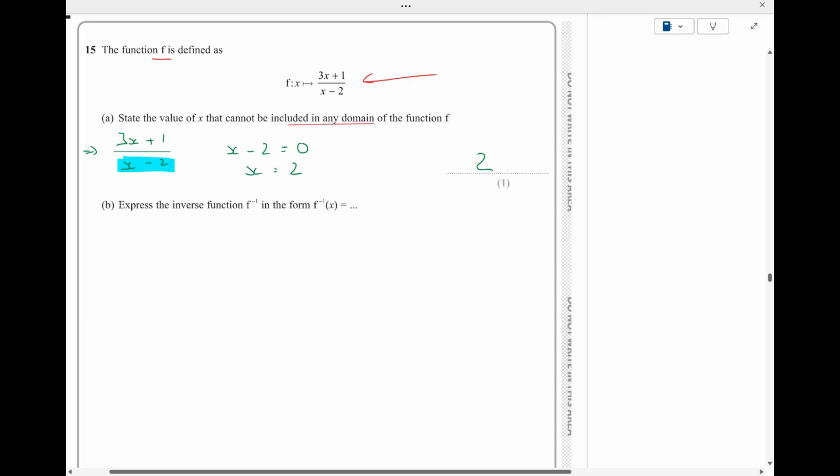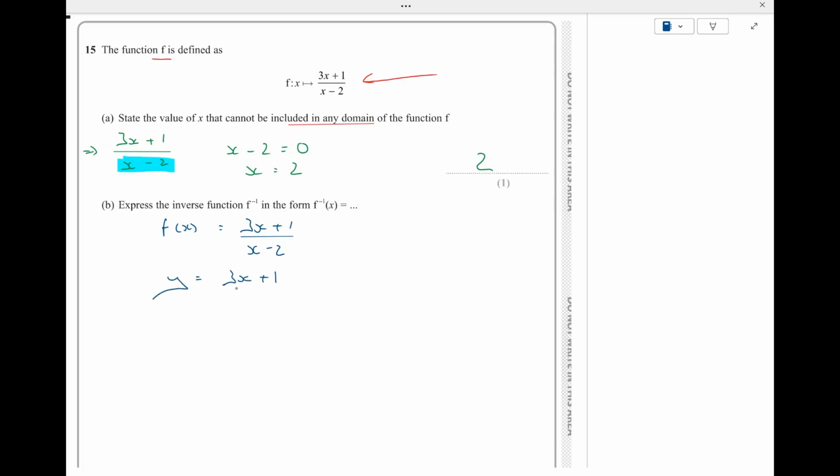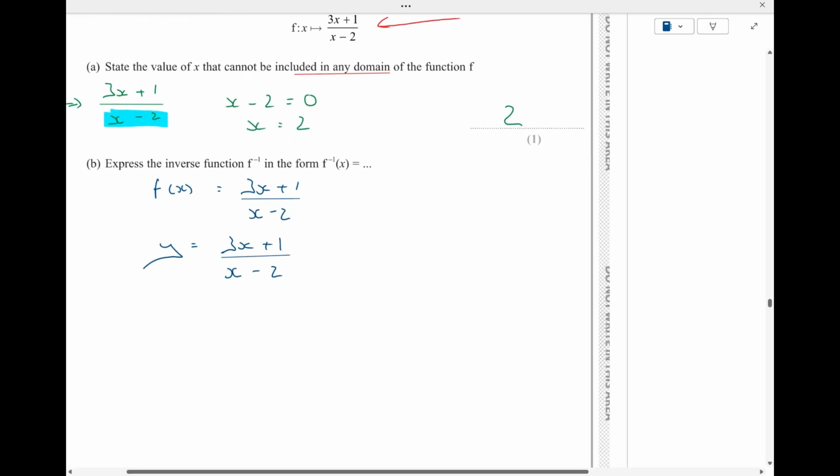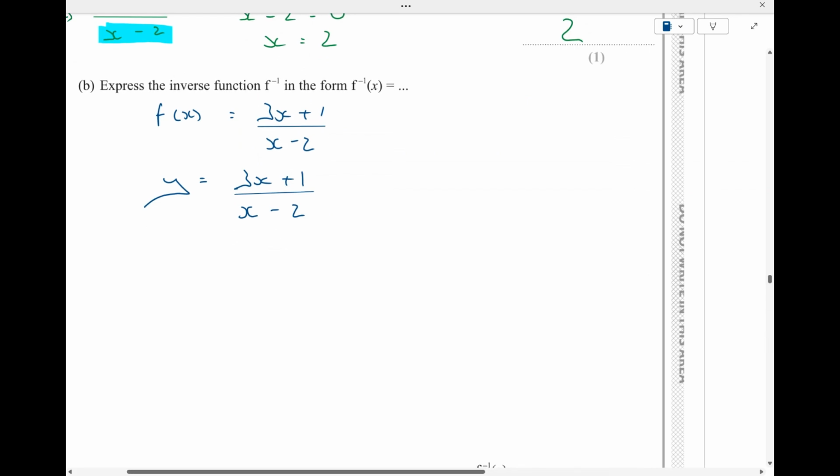Right, the inverse function. So here is the function f of x, 3x plus 1 over x minus 2. Now the inverse function, so I'm going to write y equals, and copy down my function, and now I'm going to make x the subject of this. So I'm going to multiply both sides by x minus 2. I'm multiplying both sides by the denominator there to bust open that fraction.